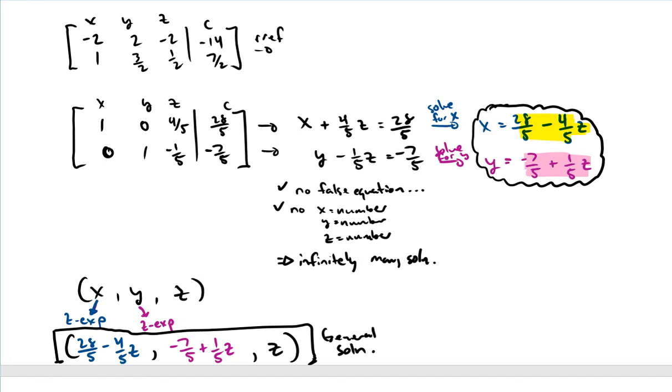And if we wanted particular solutions, then we could start plugging in values for z, like z equals 1, or z equals 2, or z equals 3. So it depends on the scenario. Okay, but we'll save that for a different time. So for now, it's just the general solution.